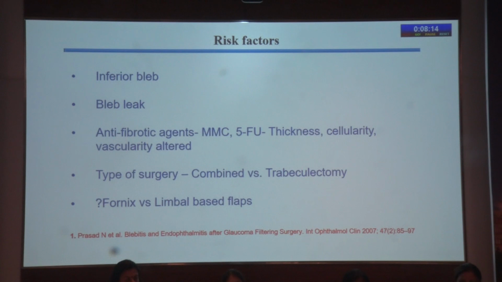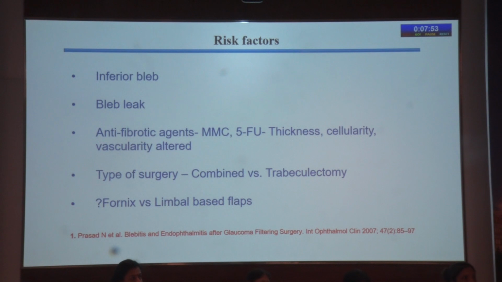Moving on to the risk factors, we all know that an inferior bleb is a major risk factor. Second is bleb leak. A bleb leak increases the risk of infection by 5-fold. Third is the use of antifibrotic agents, which is a norm these days, either mitomycin C or 5-FU, because they alter the thickness, cellularity, and vascularity of the bleb.